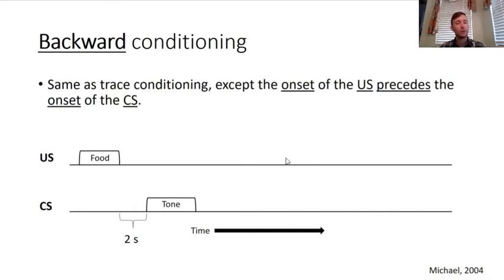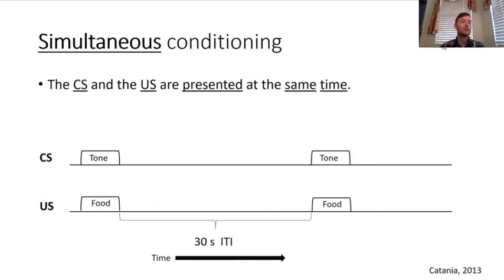But what's most important about backward conditioning for you to be able to state or recognize is that the US is presented before the CS, and there's no overlap between them. So it's the same as trace conditioning, except the onset of the US precedes the onset of the CS. Simultaneous conditioning, the CS and the US are presented at the same time. This is trial 1, tone and food onset and offset are the same. 30-second intertrial interval, and then trial 2, tone and food onset and offset are the same.